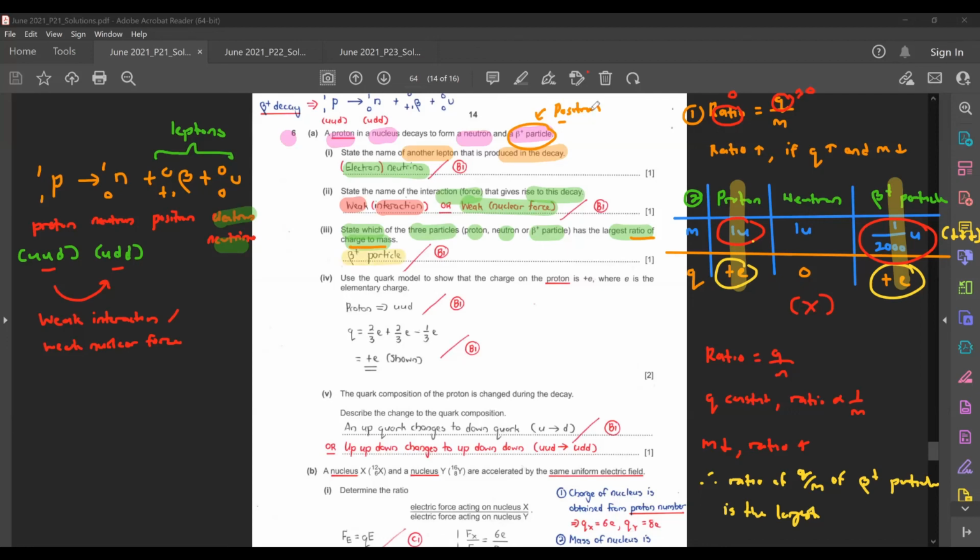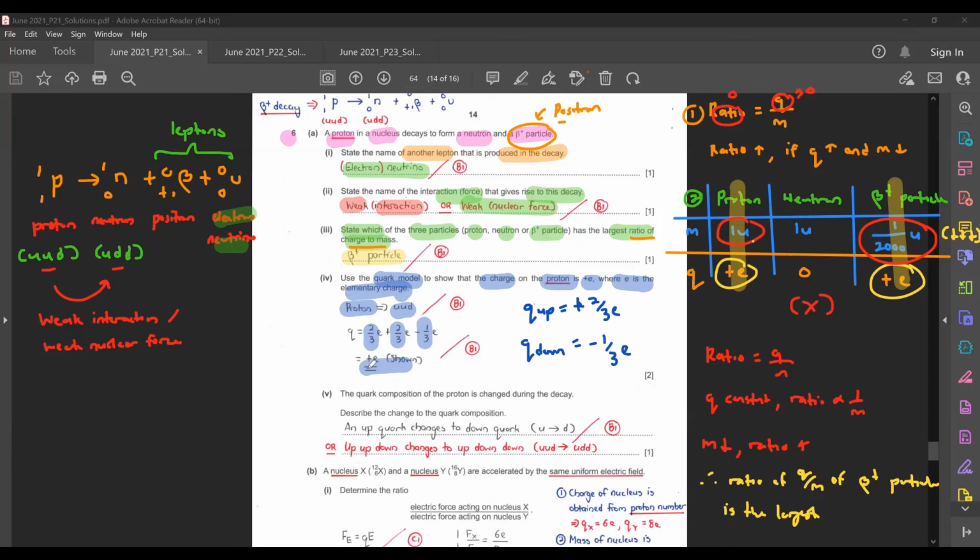The next one is to use the quark model to show that the charge on the proton is plus e, where e is the elementary charge. This one is pretty straightforward. A proton consists of up and down quarks. The charge of an up quark is plus 2 over 3 e, and the charge of a down quark is minus 1 over 3 e. So with 2 up quarks and 1 down quark, it is plus 2 over 3 e plus 2 over 3 e minus 1 over 3 e, giving you plus e. So this one is already shown for you here.